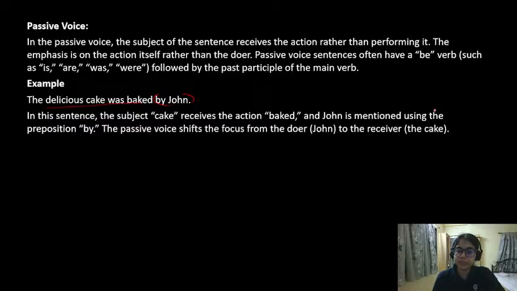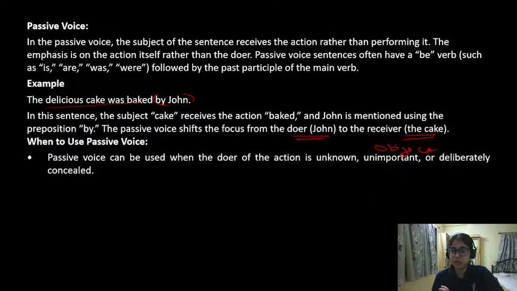In this sentence, the subject cake receives the action baked and John is mentioned using the preposition by. The passive voice shifts the focus from the doer to the receiver. Okay. In English grammar, the receiver is called the object of the sentence. These are basic terminologies of grammar that you must know. Subject is the main hero, the doer. Object is the receiver of the action. We have done all of these in the pronouns chapter. Please, if you haven't watched that lecture, please watch that lecture. Subject and object and its differences have been explained in that chapter.